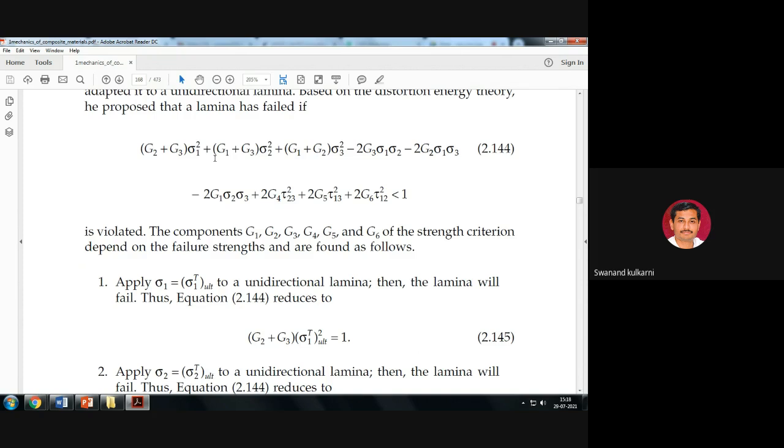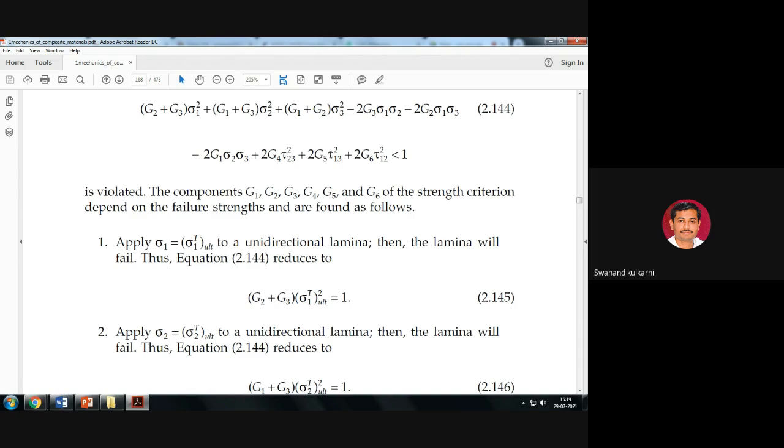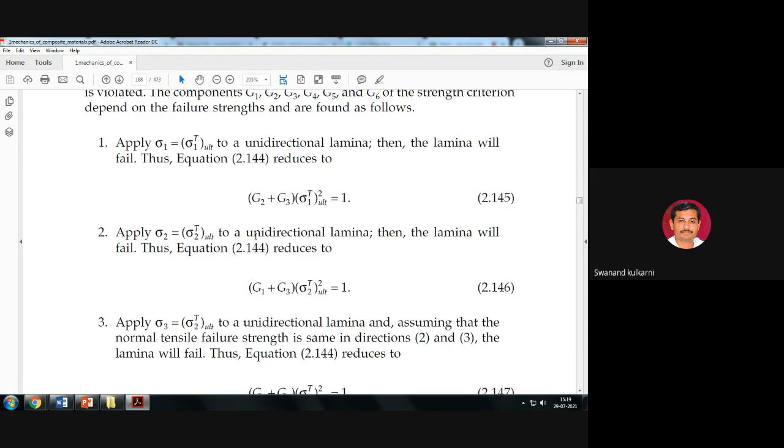So sigma 2 and sigma 3 are considered to be equal to 0. Then if we consider sigma 2 and sigma 3 as 0, this part, G1 plus G2, will become 0, this will become 0, and sigma 3 is 0, and all the remaining parameters also. So only the remaining parameter is this first part, G2 plus G3 into sigma 1, squared, ultimate and tensile, which is equal to 1. Then this equation gets reduced here: the unidirectional lamina will fail when the equation G2 plus G3, meaning shear modulus in the direction of 2 plus shear modulus in the direction of 3, into the stress produced, which is tensile in nature, if we take its square, becomes equal to 1.